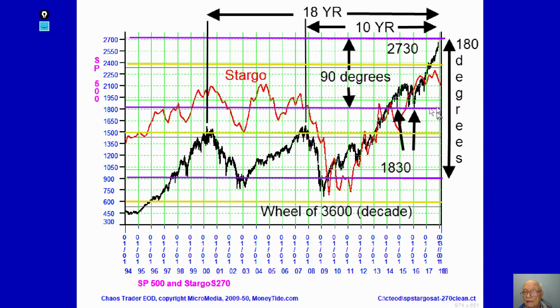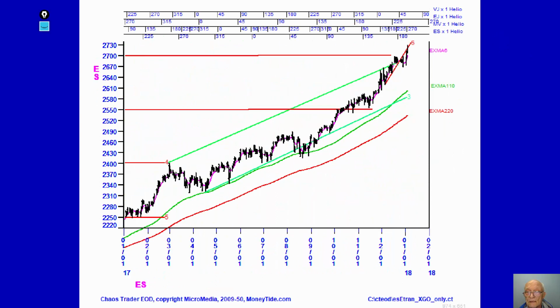From this lower purple level up to that purple level is 90 degrees. Now on this scaling, 90 degrees comes up here to this purple level, 2730. Now when I made this in December, I wasn't sure how good that might be. But lo and behold, here we are this morning up here at 2730.